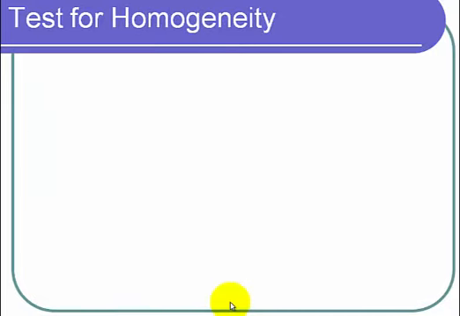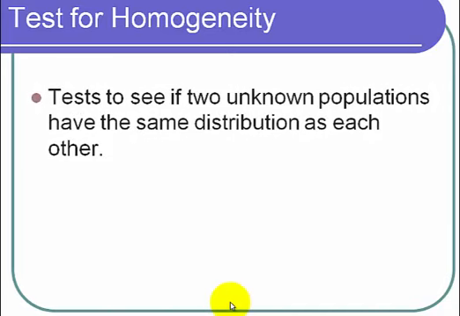Okay, the next and final test that we're going to do in this lecture is a test for homogeneity. What that does is it tests to see if two unknown populations have the same distribution as each other. Very different than chi-squared goodness of fit. Chi-squared goodness of fit is where you have a known population, and you want to see if an unknown population is the same as the known. For homogeneity, neither is known, and you're comparing them.